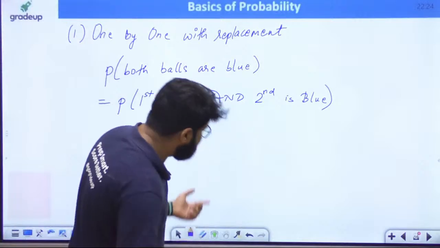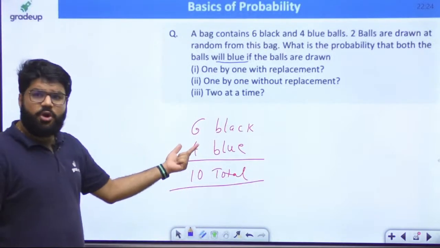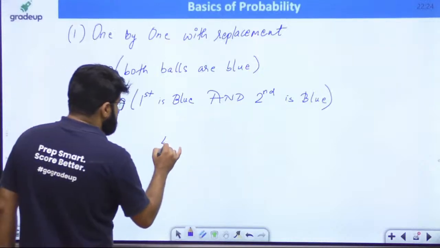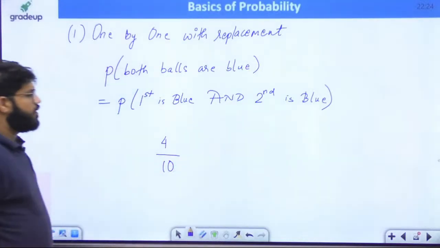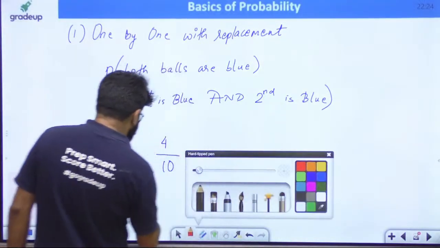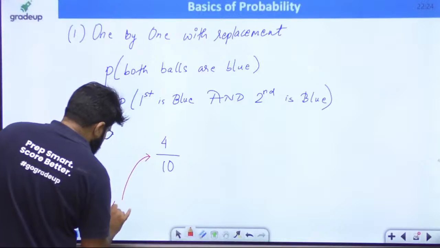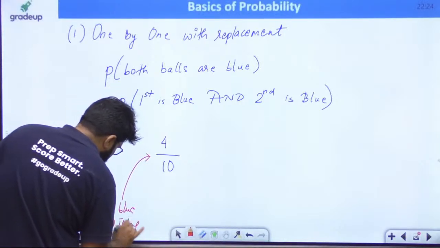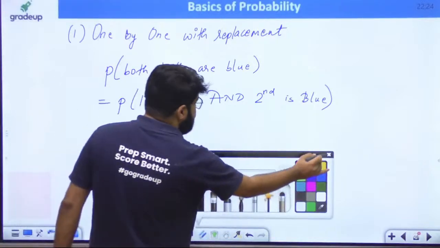So how many blue balls are there? Just apply favorable by total. 4 blue and 10 is the total. Favorable by total, so this is 4 divided by 10. That is the probability that the first ball is blue. Now the case is with replacement.